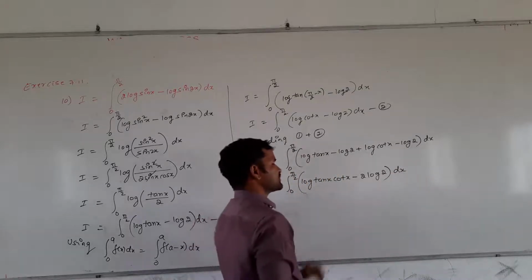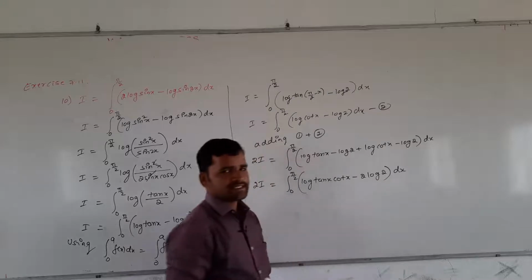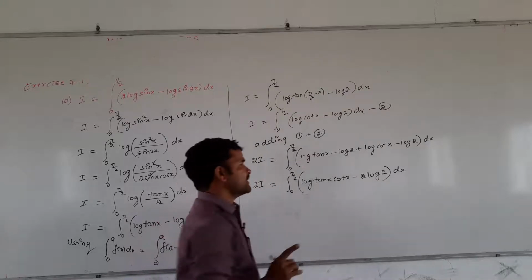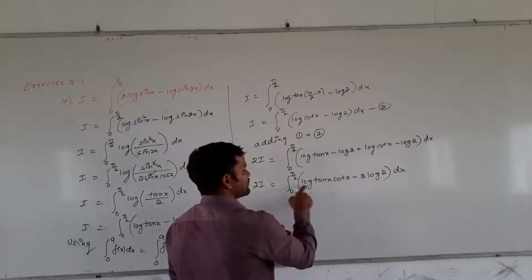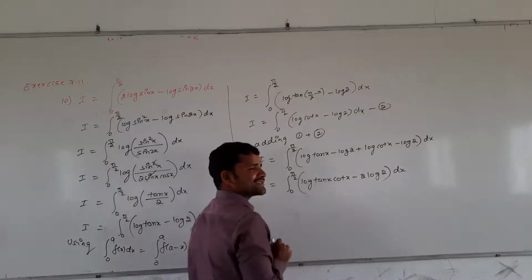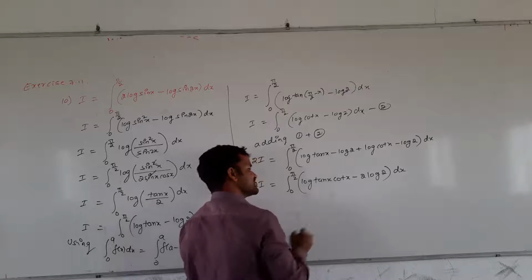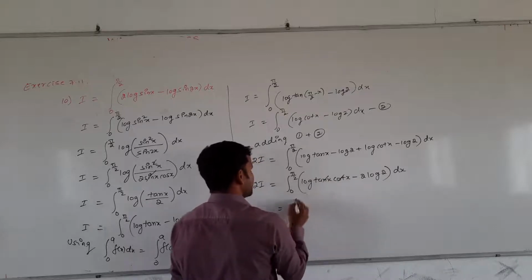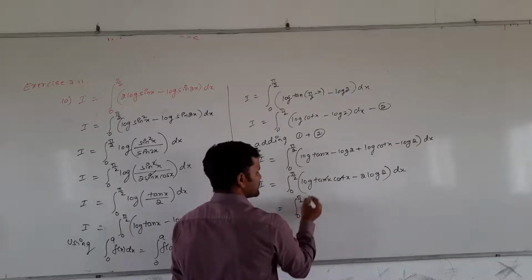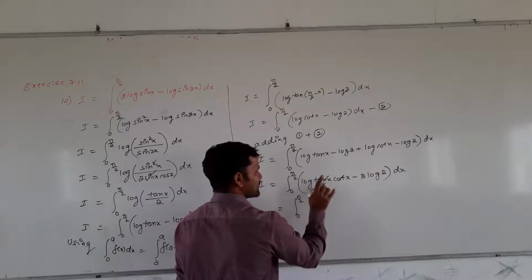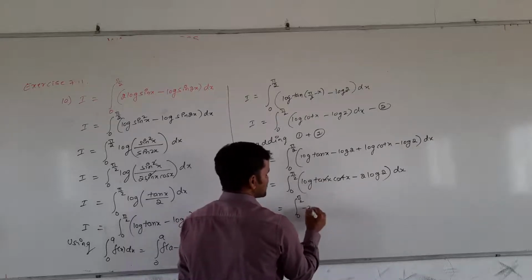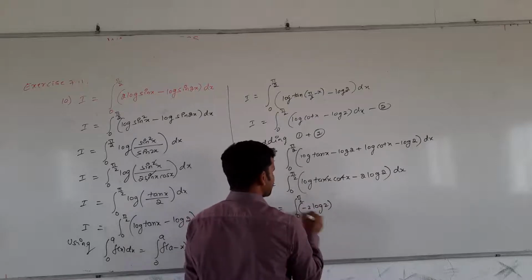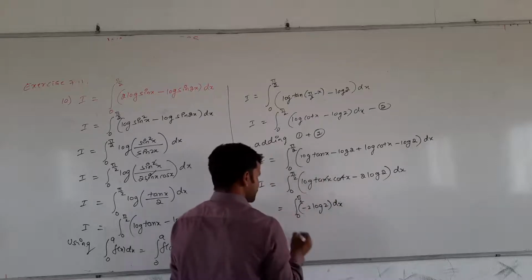What is tan x into cot x? Tan x into cot x is 1, because both are reciprocal to each other. Then we have log 1 here. What is the log 1 value? Log 1 value is 0. Integrating from 0 to pi by 2, log 1 value is 0. We have 0 minus 2 into log 2, that is minus 2 into log 2 into dx.